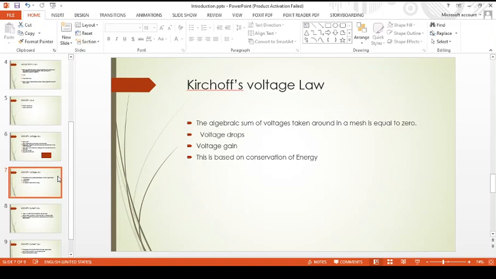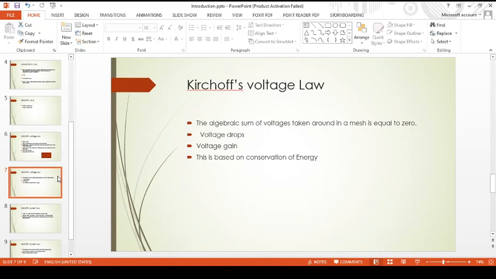So what signs? If I say voltage is dropping, I am going to put a negative sign, and if voltage is gained, then I am going to put a positive sign. So there are two signs, one negative and another positive. That is why I am saying algebraic sum, because algebraic means along with the signs, right? Some of the textbooks define it as the sum of the EMFs equals the sum of drops, so students get confused. So I am making it very simple. The algebraic sum of voltages taken around a mesh, right?